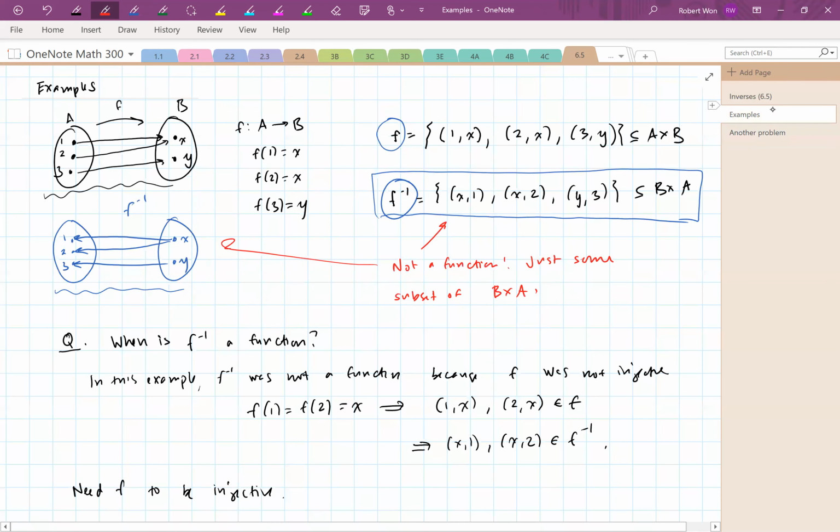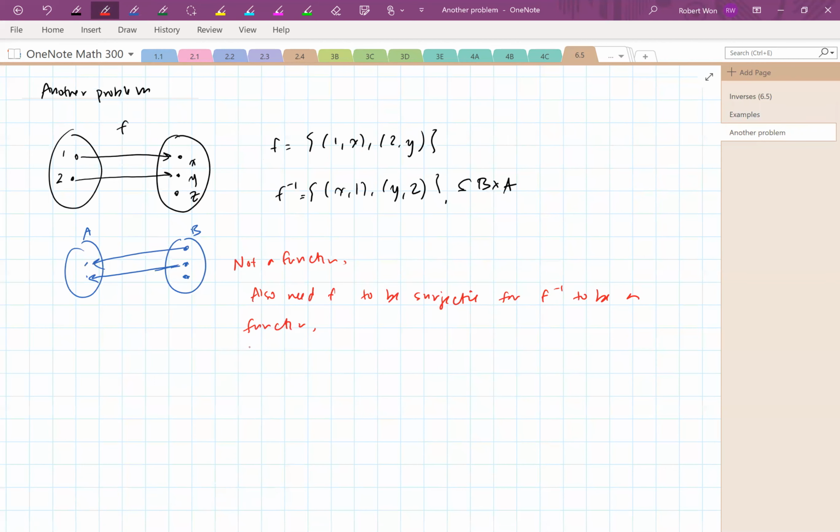Okay, so we need F to be injective. We also need F to be surjective. That means that we need F to be bijective. We sort of talked through the proof. So if F inverse is ever going to be a function, this will imply that F is bijective. And in fact, it is actually an if and only if. So you can always define the inverse of any function, no matter what. But the inverse is only a function if and only if the original function was bijective. Then this process gives you a function from B to A.